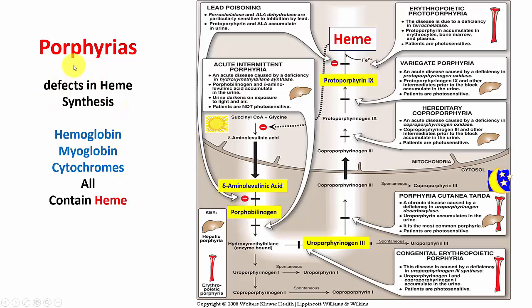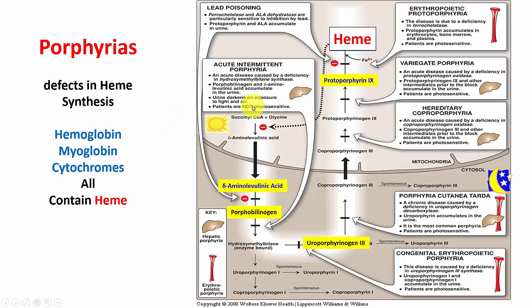heme. And there are a number of diseases associated with this called porphyrias, and they are defects in heme synthesis, and they can affect hemoglobin, myoglobin, and cytochromes, since they all contain heme. Some more different than others. We'll talk a little bit about that.